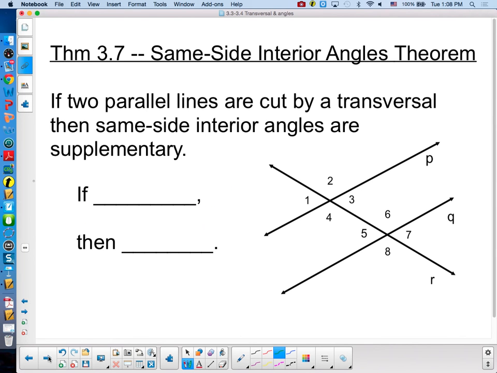Okay, the last one then, same side interior angles theorem. Again, you can abbreviate some of your common words. If two parallel lines are cut by a transversal, so my if part's still P parallel to Q, R is the transversal, then, what are we going to say on this one?